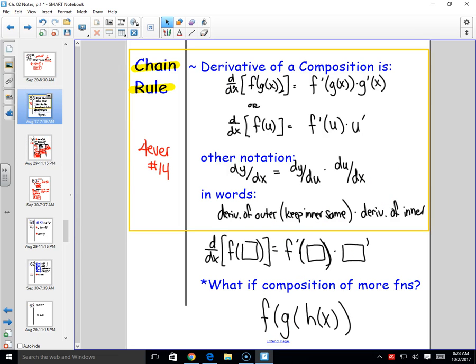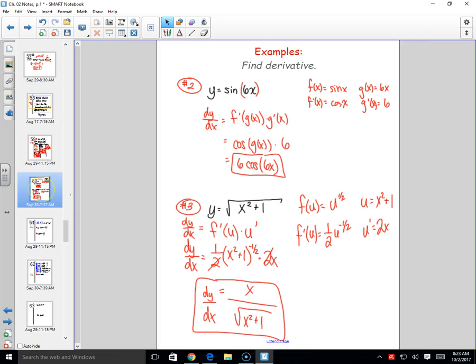Derivative of the outside, keep the inside the same, times derivative of the inside. Think of our Matryoshka dolls. If you're taking the derivative of this guy, you're taking his prime, but you're not changing his insides. You haven't gotten to them yet. You have to take his prime, keeping everybody the same. What's an example of that? Right here. Take the derivative of sine, make it cosine, but it's cosine of 6x. You got to keep his inside in there when you take the derivative.